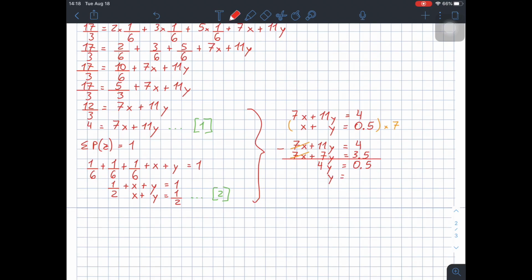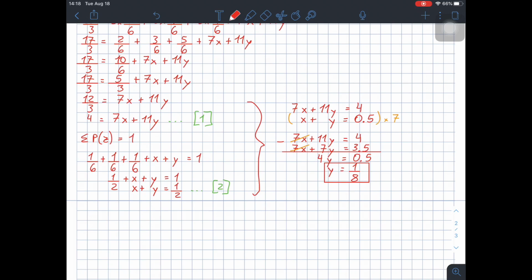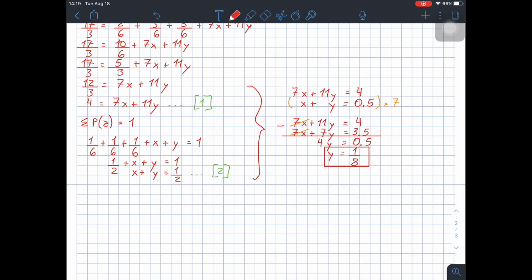So then I can get the value of y. y is equal to 0.5 divided by 4, and 0.5 divided by 4 is 1/2 divided by 4, 1 over 8. Okay, so there we get the value of y, our first answer, and now I need to get the value of x. In order to get the value of x, I can replace it in either of the two equations I wrote here. It's easier to do it in this one because the x is almost alone already there.